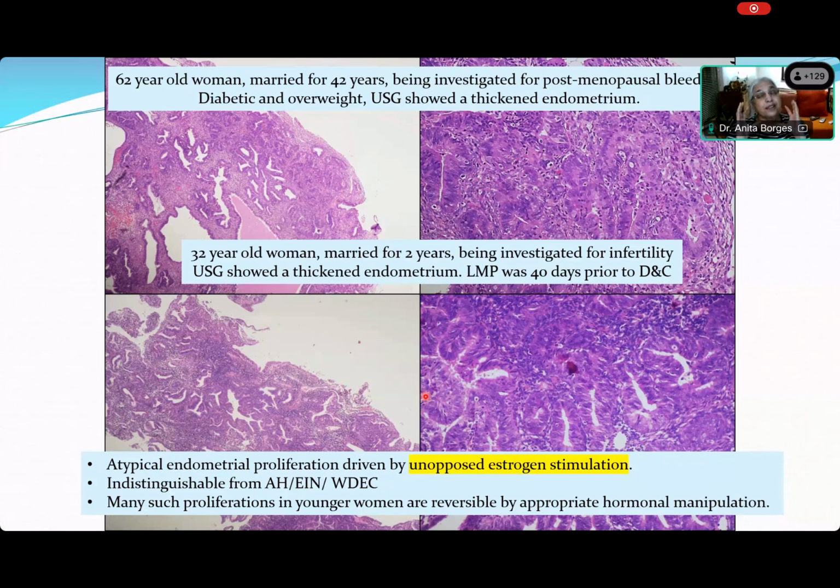But I don't care whether you guys understand the intricacies of this. Just understand one thing, that this is only estrogen that has acted on this endometrium. It is unopposed estrogen activity. This is all that you need to understand about the endometrium.